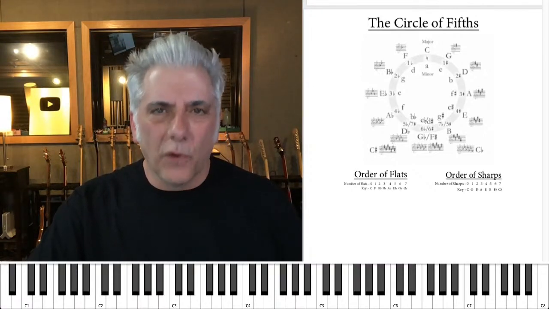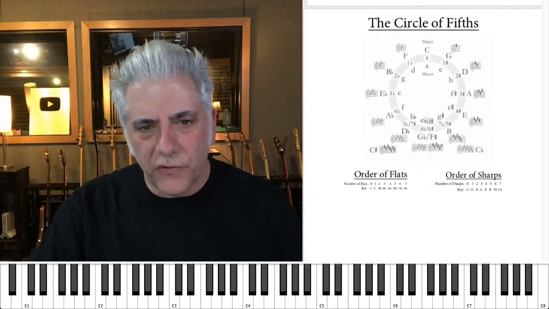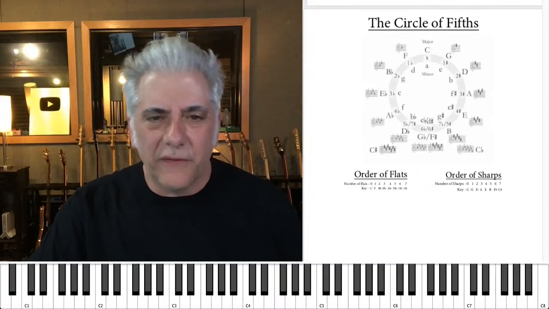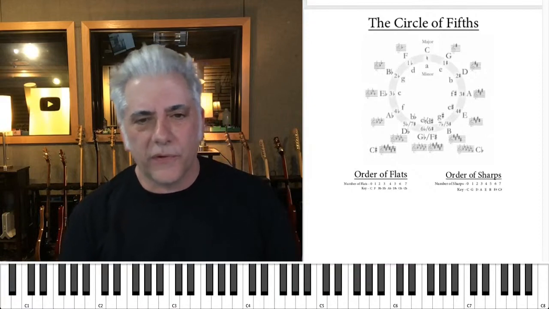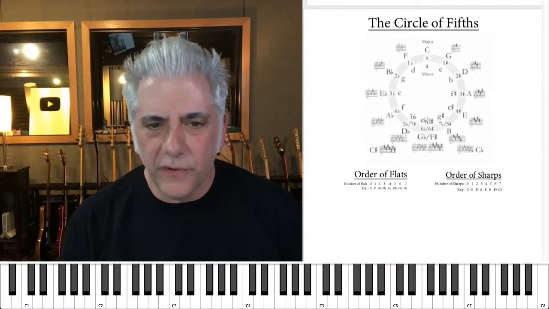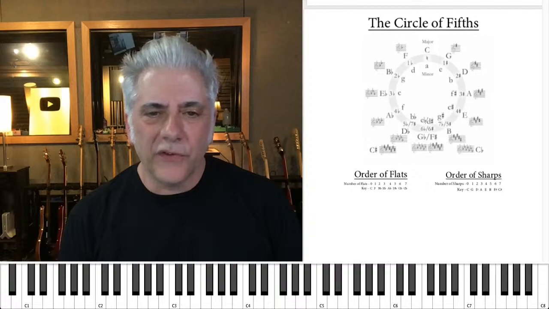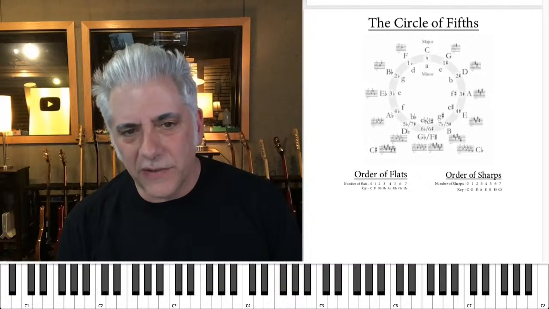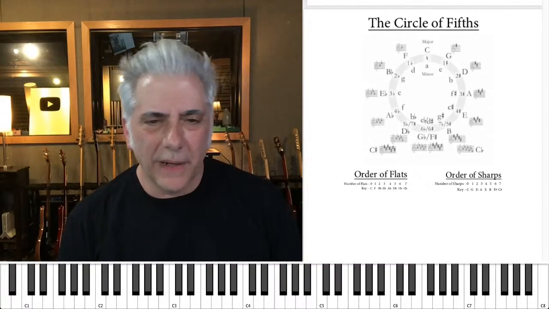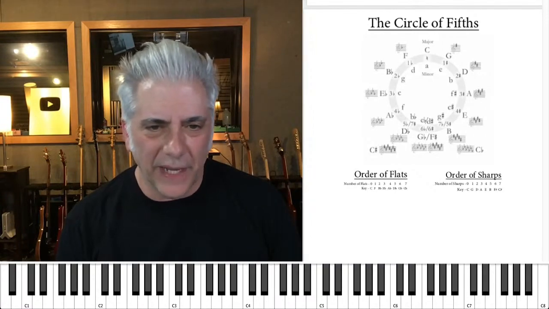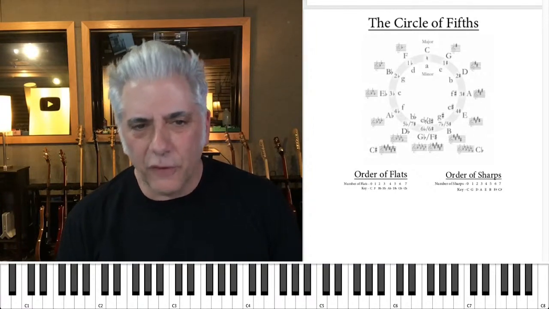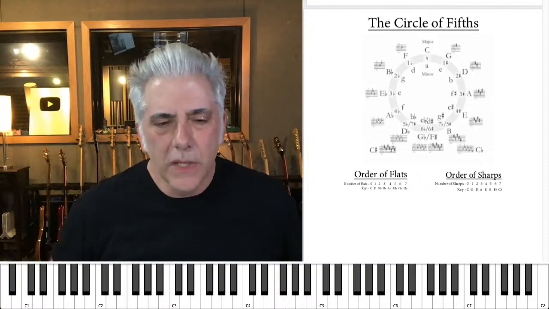The key of G has 1 sharp. The key of D has 2 sharps. Just look around the wheel. I'm going clockwise. Key of A has 3 sharps. Key of E has 4 sharps. Key of B has 5 sharps. G flat, F sharp has 6 flats or 6 sharps. Then D flat. You see C sharp major there. Just look at D flat. 5 flats, then A flat, 4 flats, and so on and so forth, right?